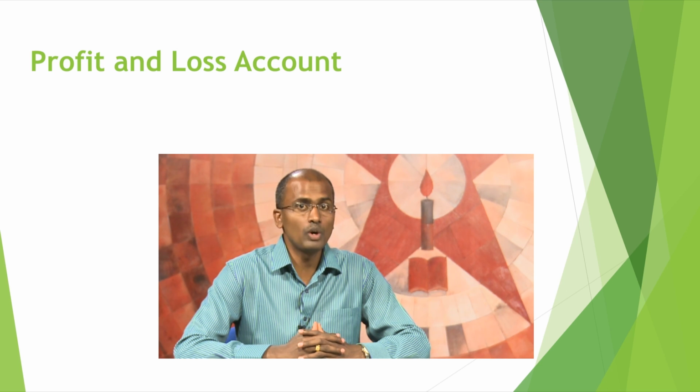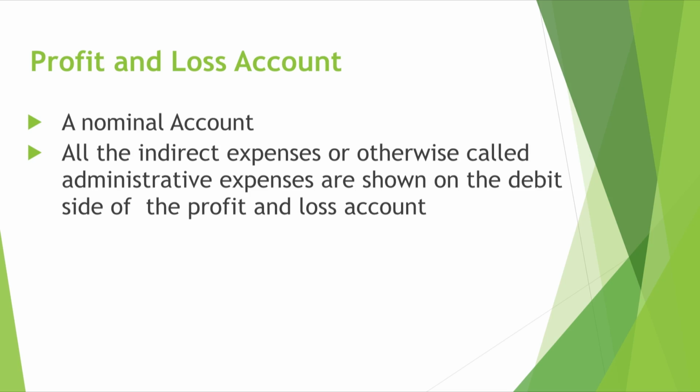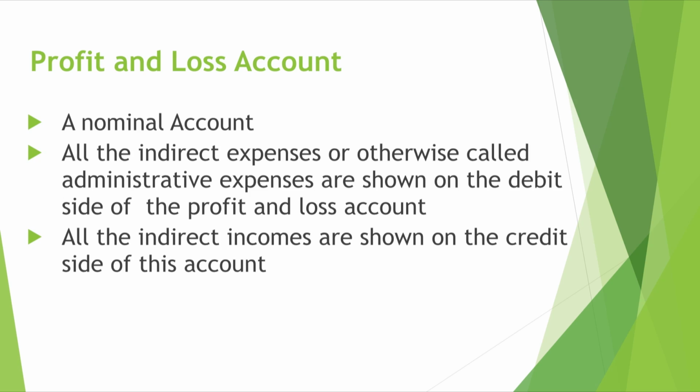Profit and loss account is also a nominal account where expenses are debited and incomes are credited. All the indirect expenses, or otherwise called administrative expenses, are shown on the debit side of the profit and loss account. All the indirect incomes are shown on the credit side of this account.